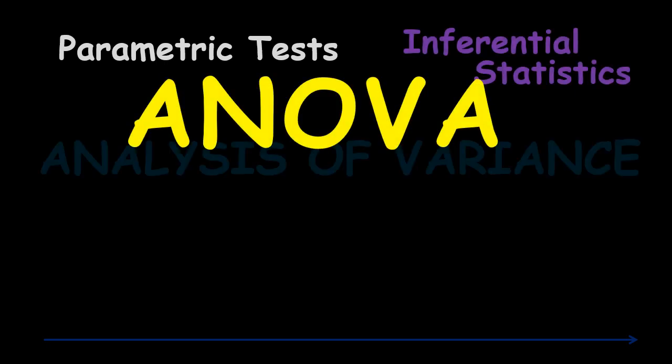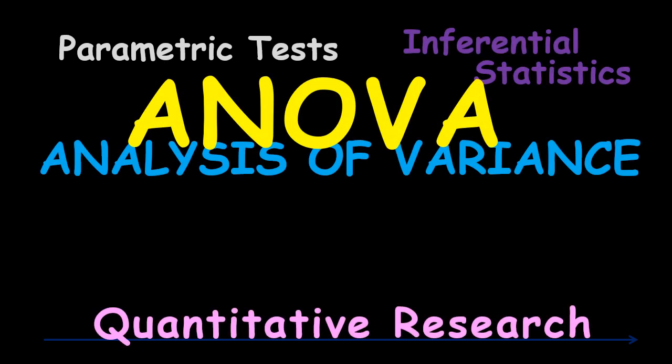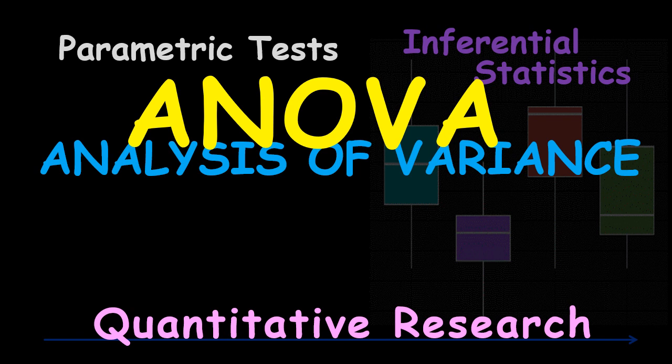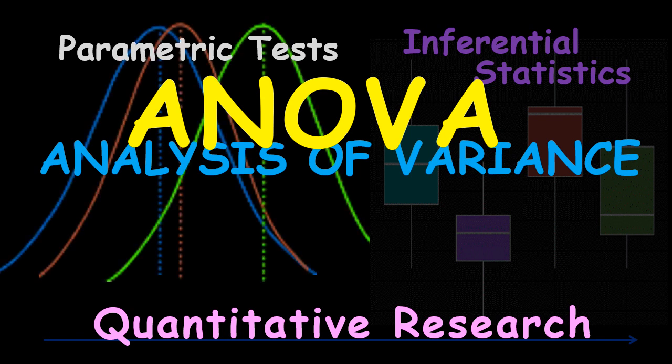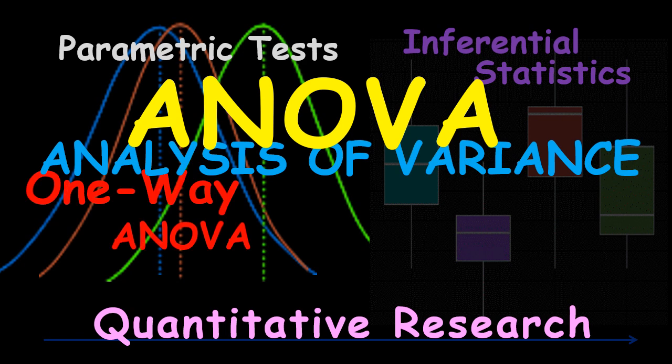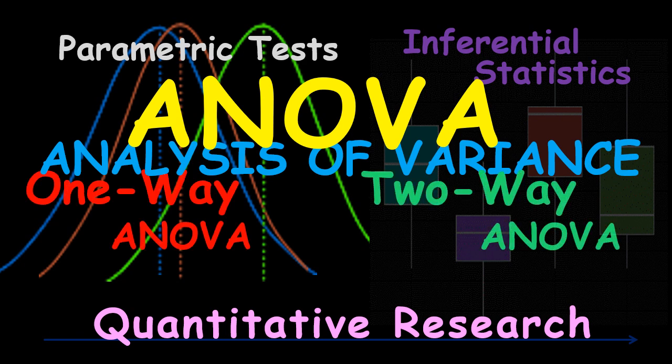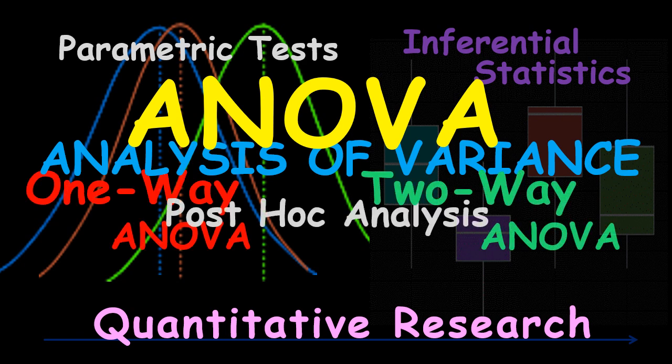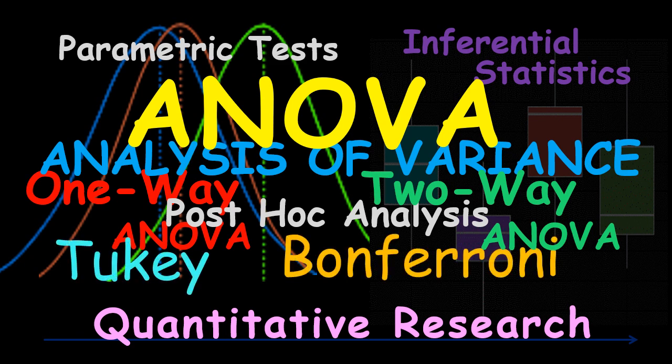The Anova, or analysis of variance. Its meaning, types, examples, formula, and computations. One-way Anova, and two-way Anova. Post-hoc analysis, Tukey HSD, and Bonferroni test.